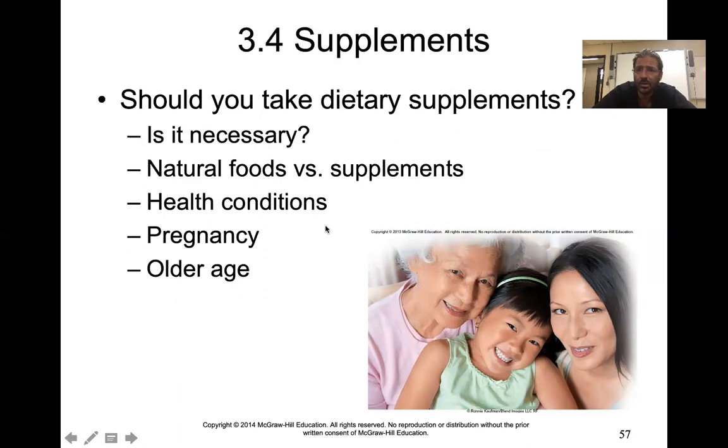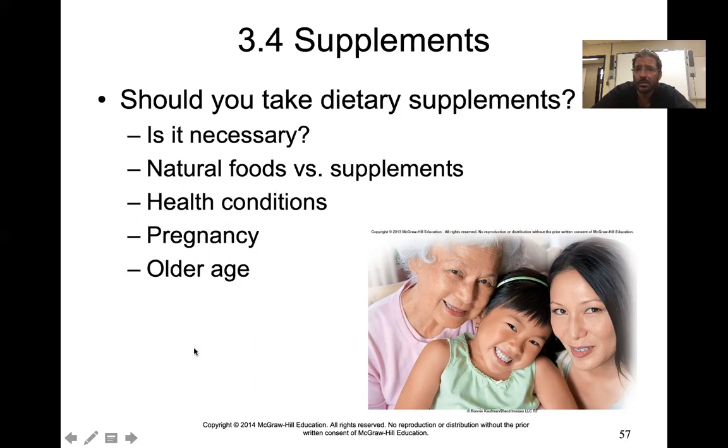So, health conditions, maybe you need more. Pregnancy, you may need more than normal. You're kind of eating for two. Or sometimes there are some things you shouldn't be taking during pregnancy because too much can be dangerous for the fetus, because remember, the fetus isn't breathing and its heart's not pumping. So it's getting all of its oxygen and nutrient supplies right from the mother. We're bypassing the heart and the lungs with that.